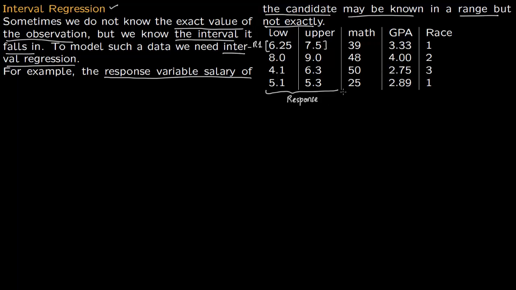And your input or predictors are math score, GPA and race. Race is a categorical variable, while math and GPA are continuous. This individual has a math score of 39, GPA is 3.33 and race is 1. In row 2, you have data where you know the salary range. It ranges from $80,000 to $90,000. Math score is 48, GPA is 4 and race is 2.